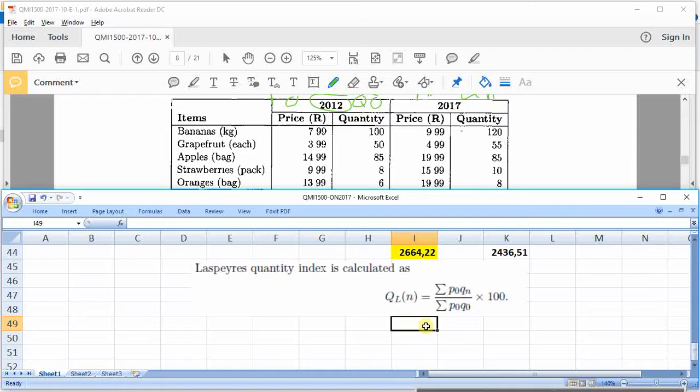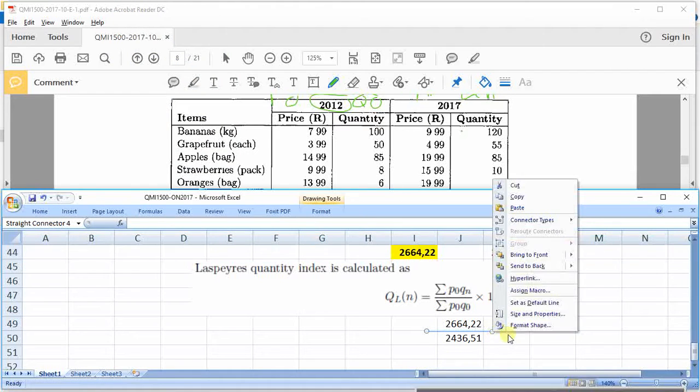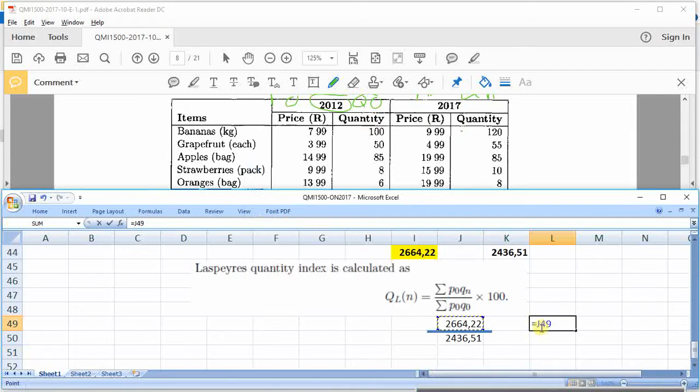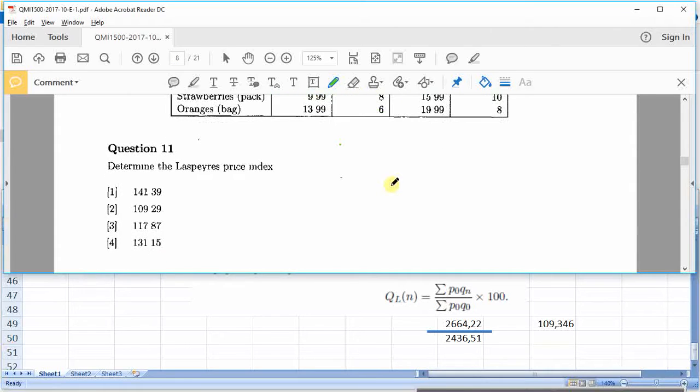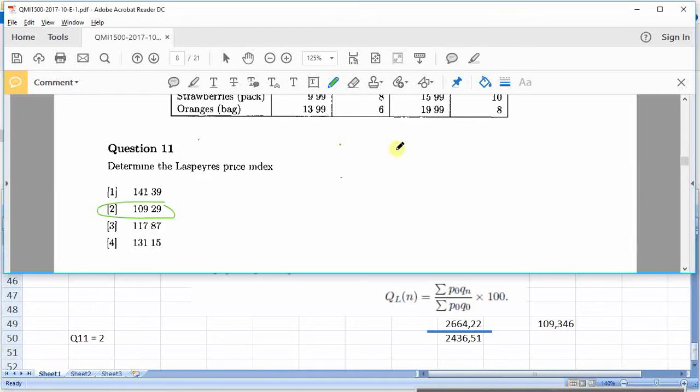Okay, so the index is going to be the 266 for that, divided by that, times 100. This divided by that times 100. 109.3. 109.346. Determine the index. Okay, there might have been rounding issues, so I haven't rounded anything. Okay, so it'll be option 2. But obviously they've probably rounded somewhere. So question 11, option 2. Yeah, but it's literally just follow the formula. Just look at the data.